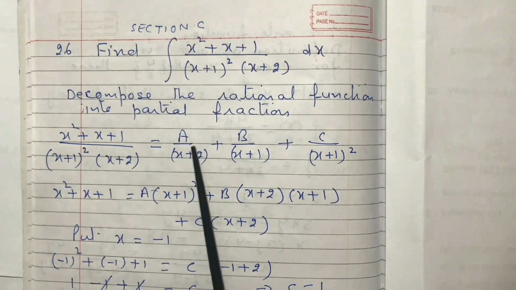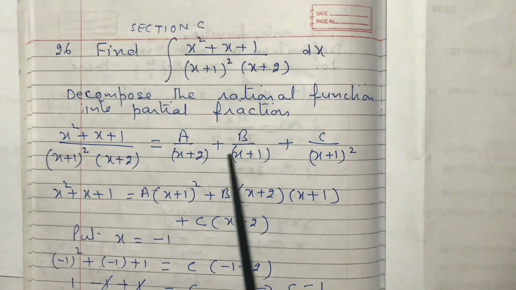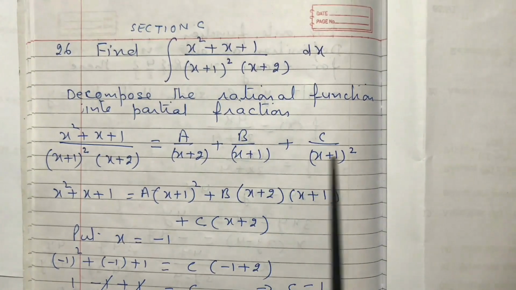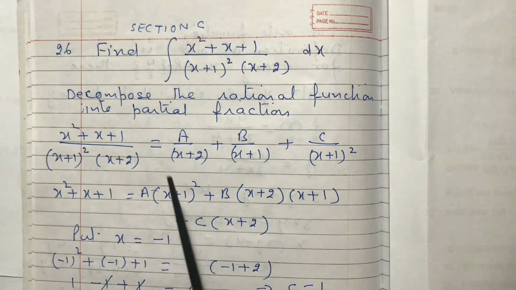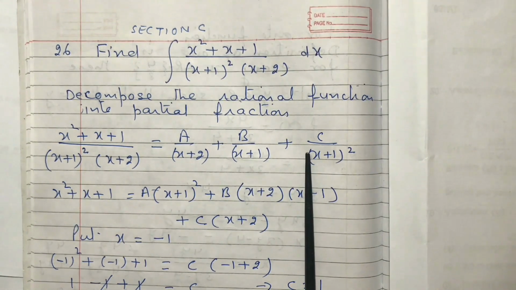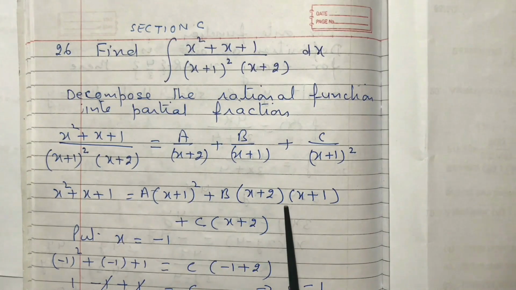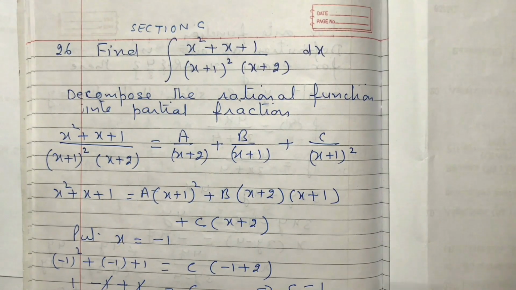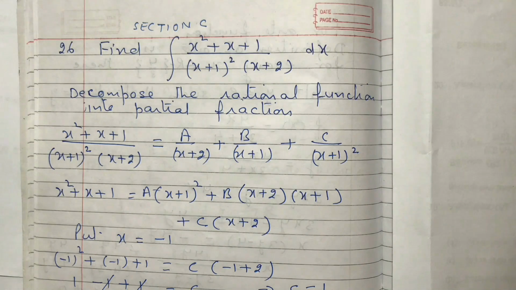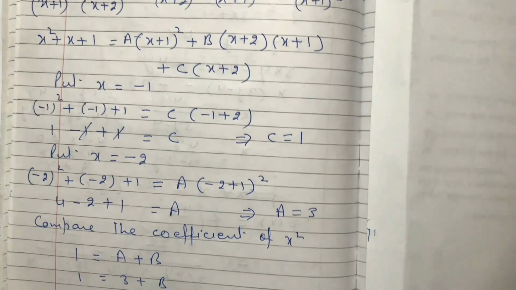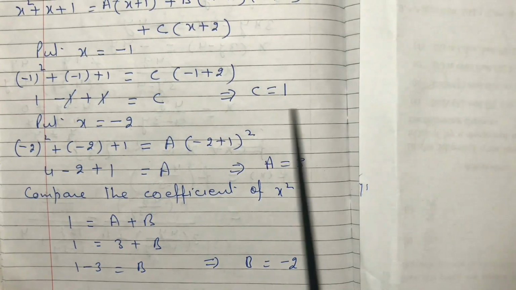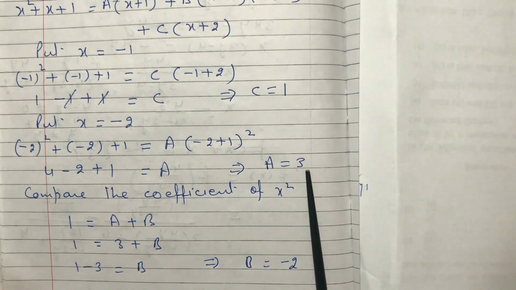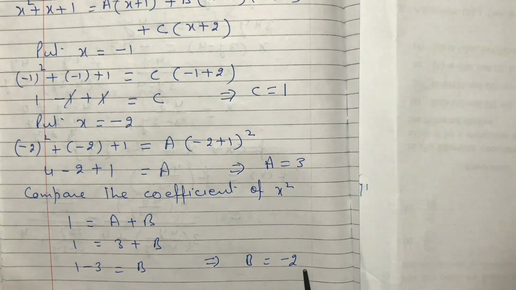So this thing can be written as a upon x plus 2 plus b upon x plus 1 plus c upon (x plus 1) whole square. और इसको आप सॉल्व करके a b c का वैल्यू फाइंड कर लोगे. और मुझे लगता है कि सबको a b c की वैल्यू फाइंड करनी आती है. तो इसको आप अपने आप करने की कोशिश करिए और आपके पास आ जाएगा. Now you will have the value c is equal to 1, a is equal to 3, b is equal to minus 2. तो आप चेक कर लो, ये वैल्यूज आनी चाहिए.